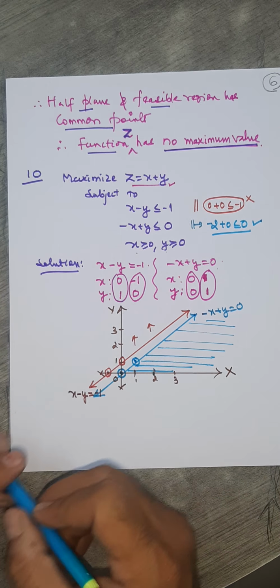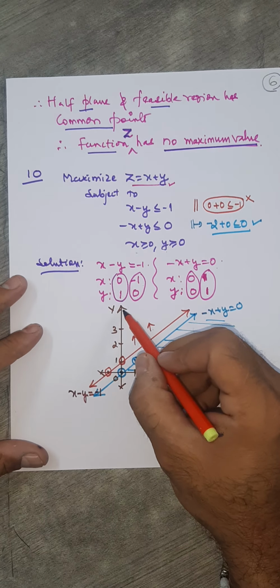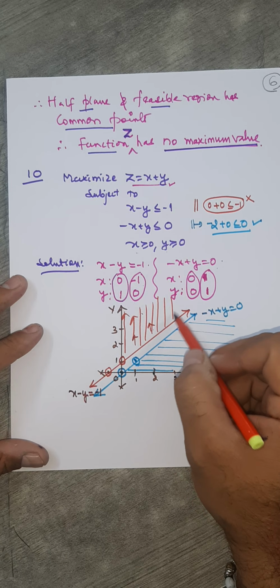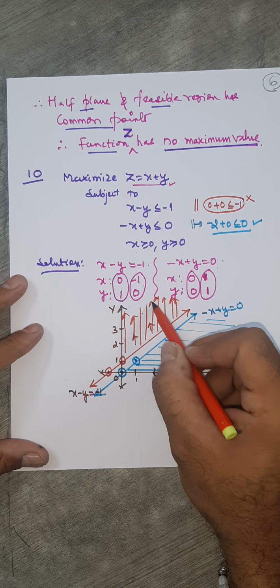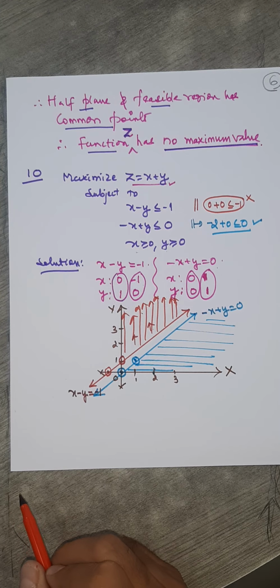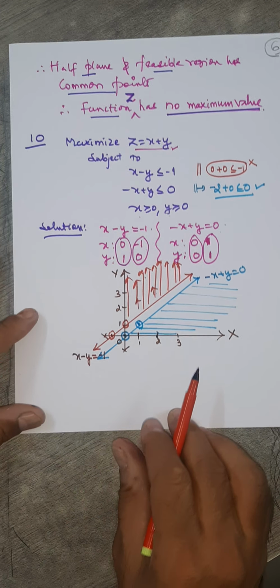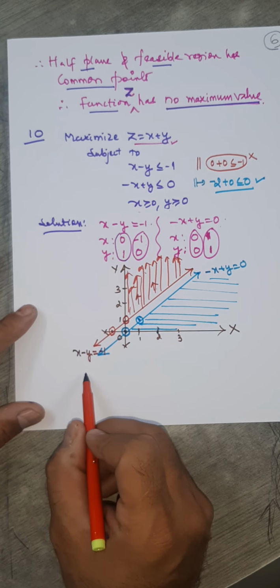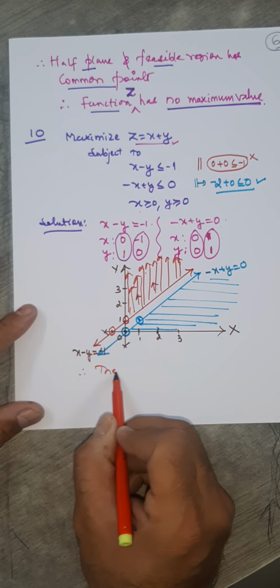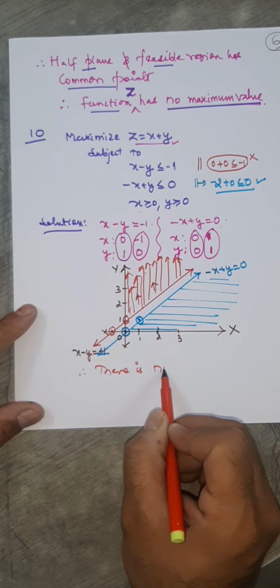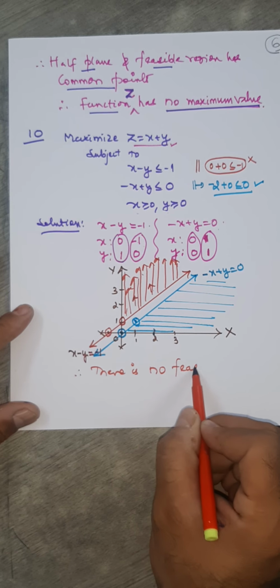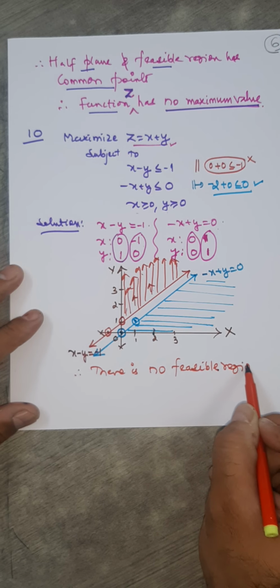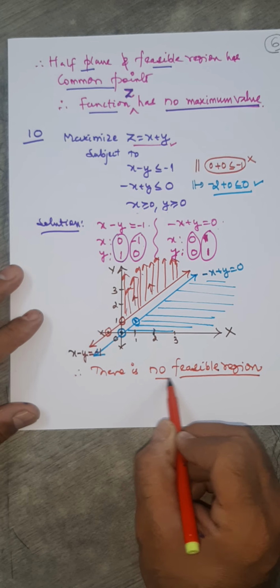Here the required region is this side. Remember, this is the required region. So do you have a common region here? No. There is no common region. We had such questions in even 11th standard also. Do you have any common region in these two? No. So therefore we say that there is no feasible region. Feasible means common or possible region. There is no feasible region.